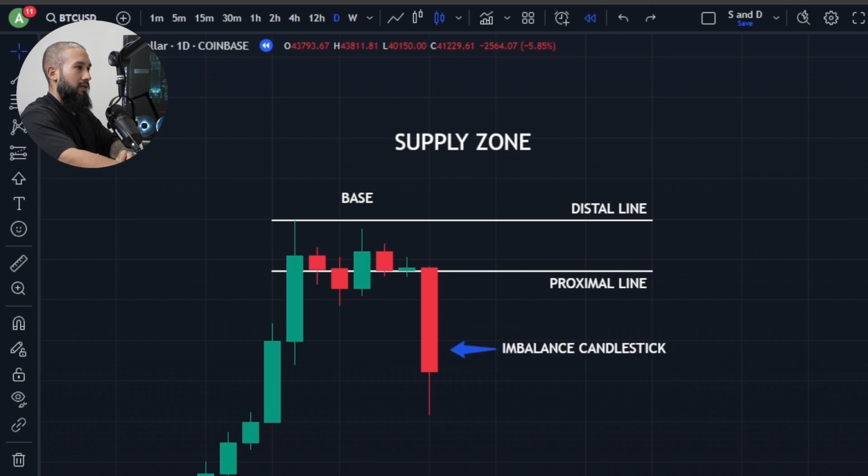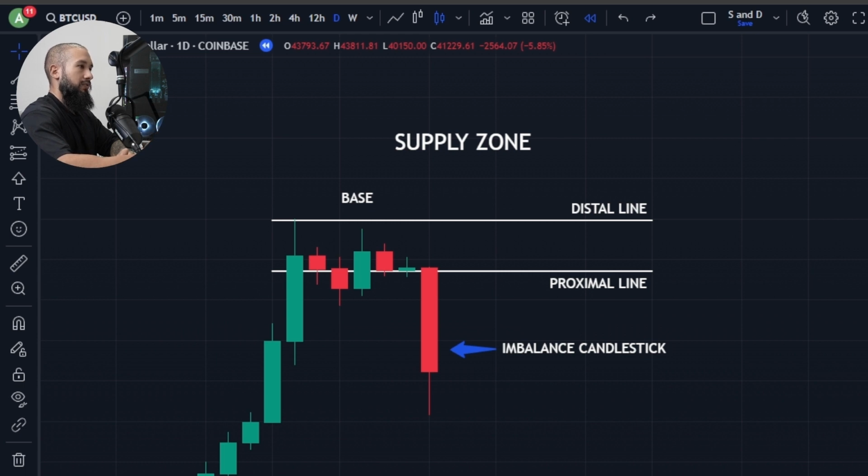Imbalanced candlesticks come after the bases of our zones. For a supply zone, it's where we have these big sell-offs to the downside away from our supply zones. Imbalanced candlesticks are very dominant in the direction they're moving. They show us that there are a lot of buyers or sellers stepping into the market. For the supply zone, we see a big red daily candle, meaning there's a lot of sellers coming into the market, showing a lot of imbalance.